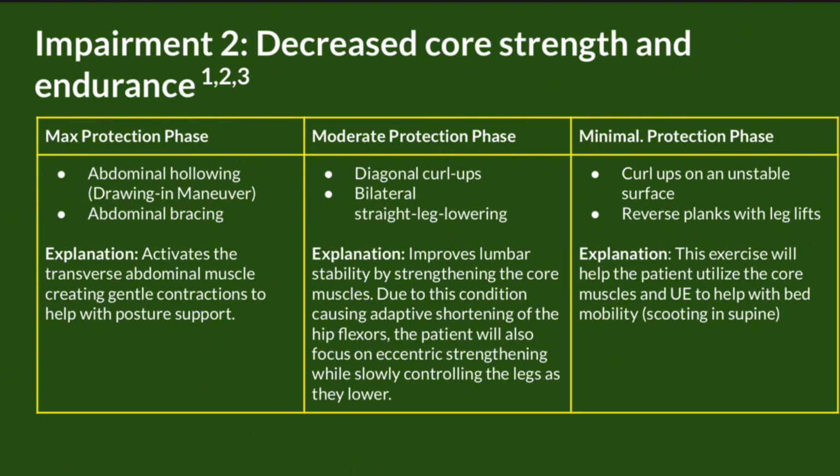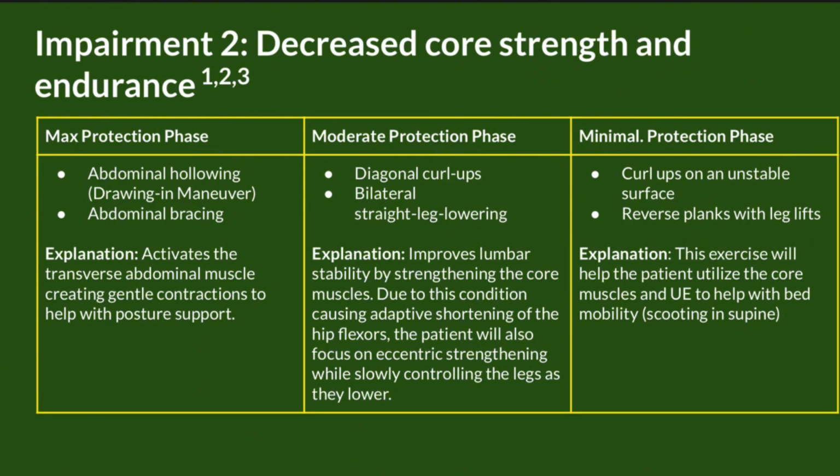For the moderate protection phase, we can do some diagonal curl ups or some bilateral straight leg lowering. The reason I say lowering is that for this condition, it's known to have adaptive shortened hip flexors. So as you're going down, you're eccentrically loading the hip flexors to extend them out.